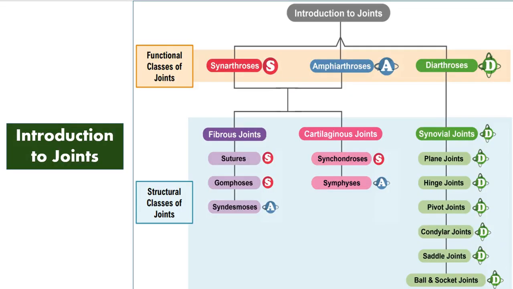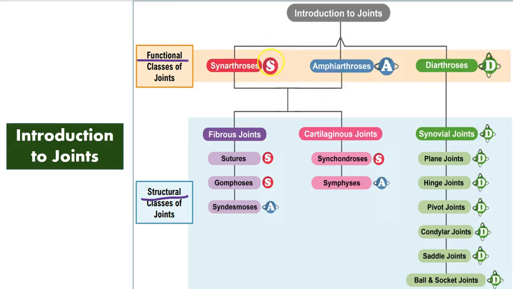Well, first, we have to focus on the classification of these joints. The first classification is going to be functional, and then we'll focus on structural. So functional is kind of the backbone of all of this, okay? It's going to let us know basically how much movement each of these joints can have. And as you can see, we have different symbols for them.